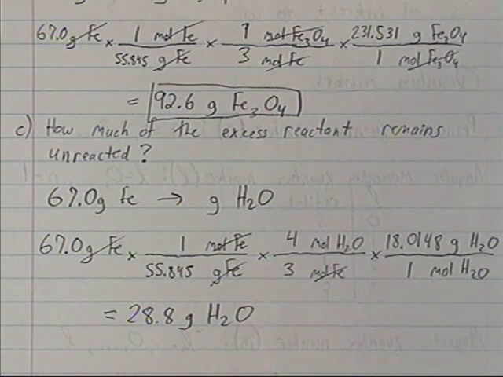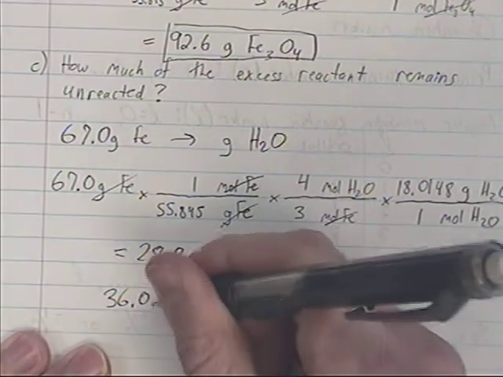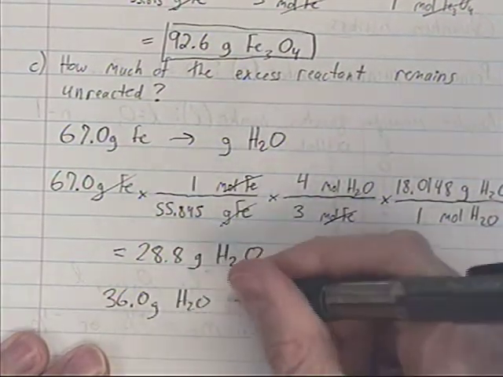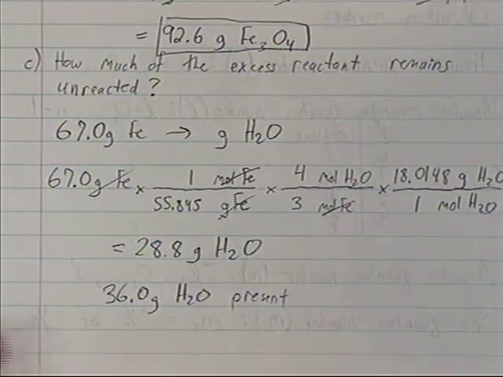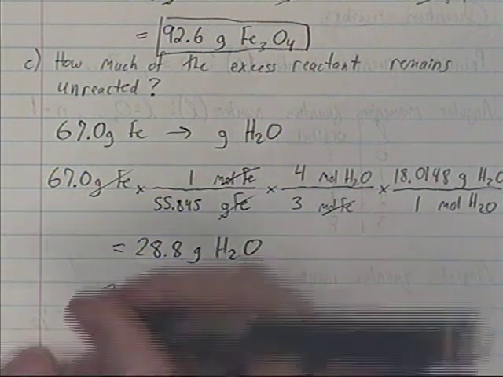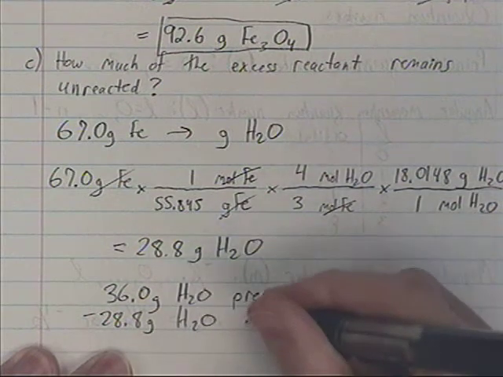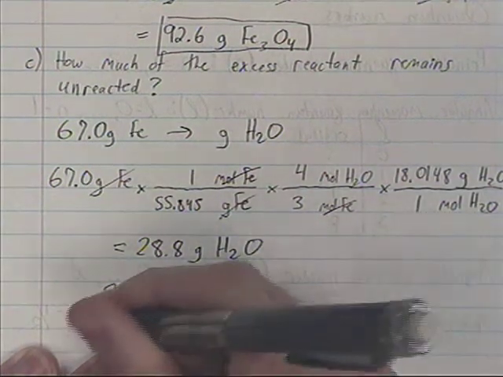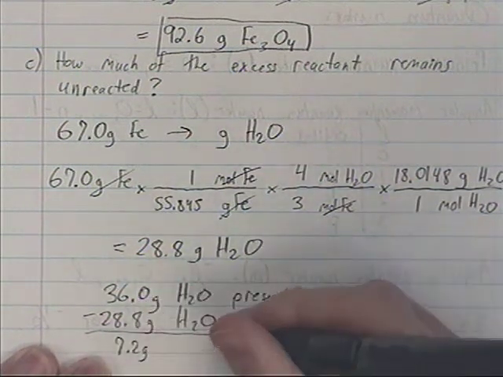Now that isn't our final answer here. That's how much water is reacted, how much is used in this reaction. But it didn't ask me for that. It asked how much is left over. So to get that, I know that I started with 36.0 grams of water. Some of it's going to be used for the reaction, some of it isn't, it's just there. We're going to subtract 28.8 grams of water that was reacted, and that'll leave us with 7.2 grams unreacted.